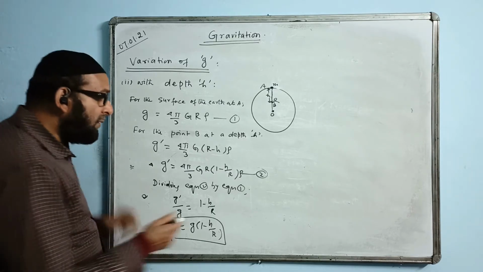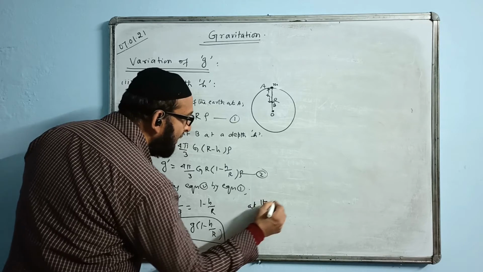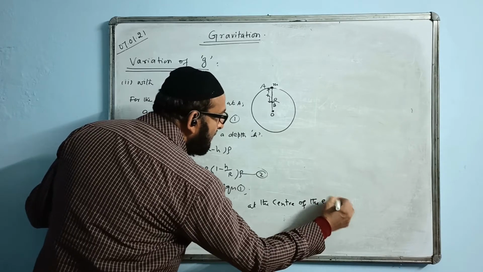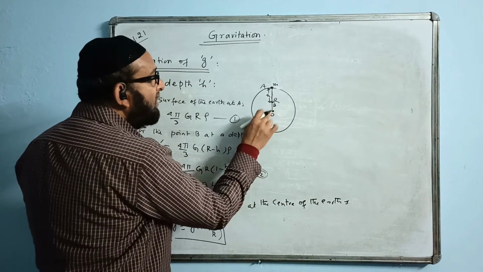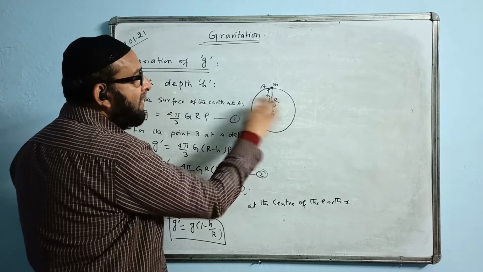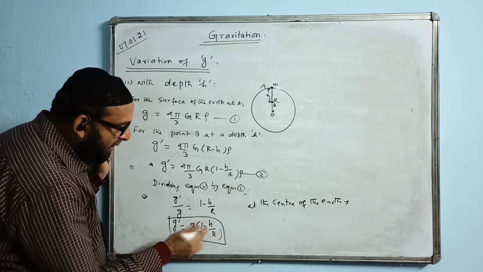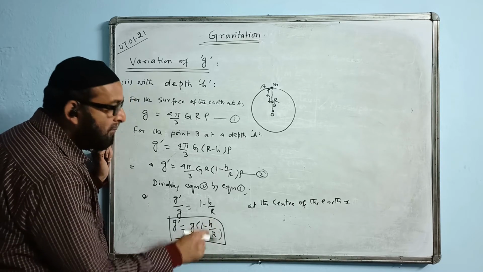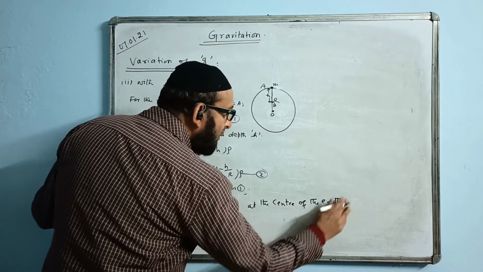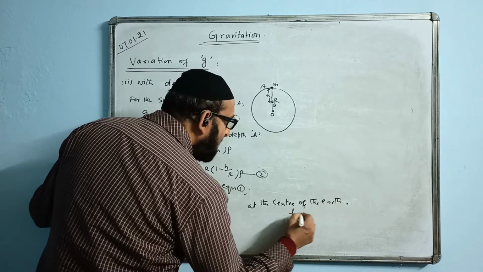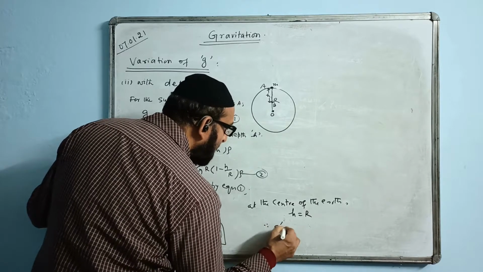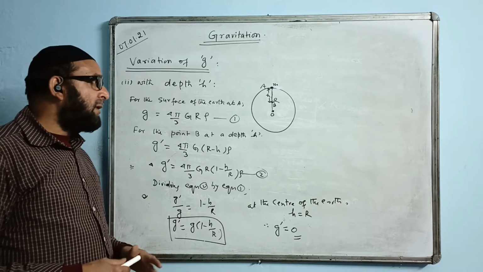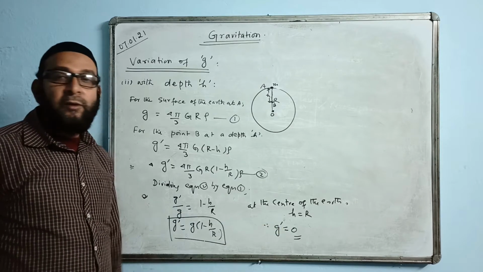Let us check at the center of the earth. When the body is taken exactly to the center, r and h are exactly equal. If h and r are equal, they will cancel, 1 minus 1, and the answer will become 0. At the center of the earth we have h equal to r, therefore the g dash value is coming 0. That means at the center of the earth, the acceleration due to gravity is 0.